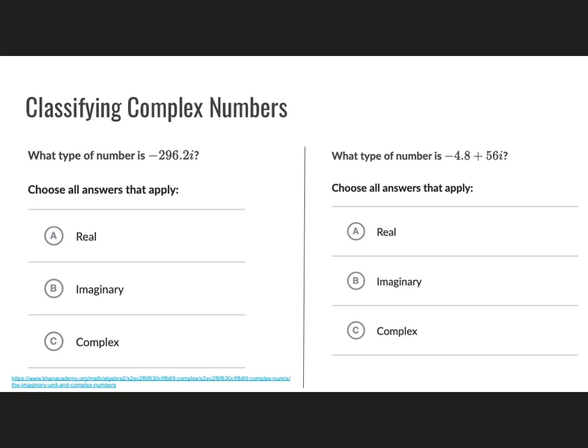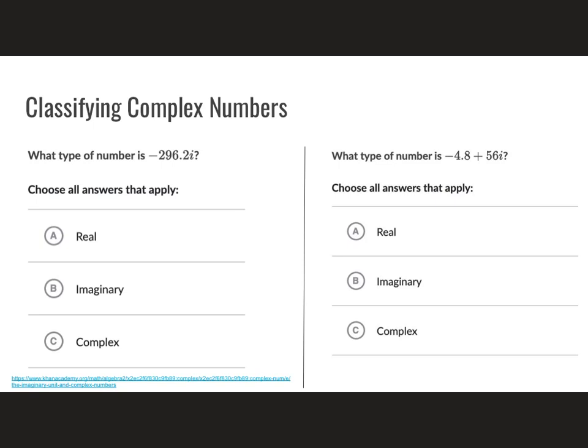Take a minute, try out these two examples on your own. What type of number is negative 296.2i? And then what type of number is negative 4.8 plus 56i? Once you finish, press play on the video again to check your answers. All right, you finish? Let's go over it.